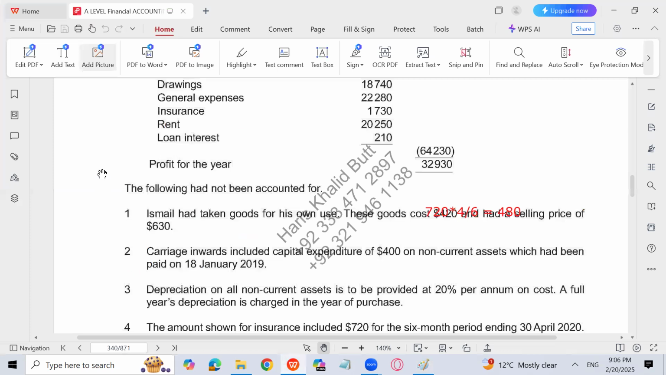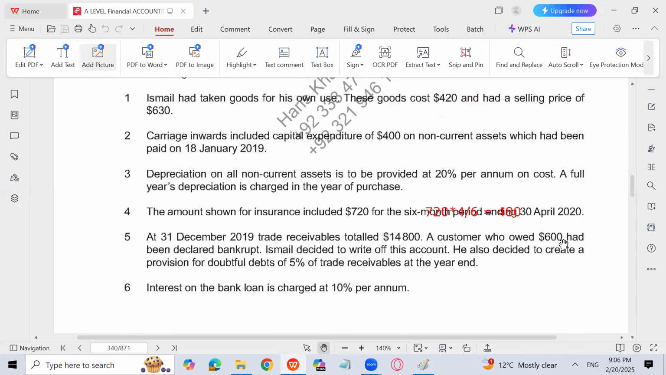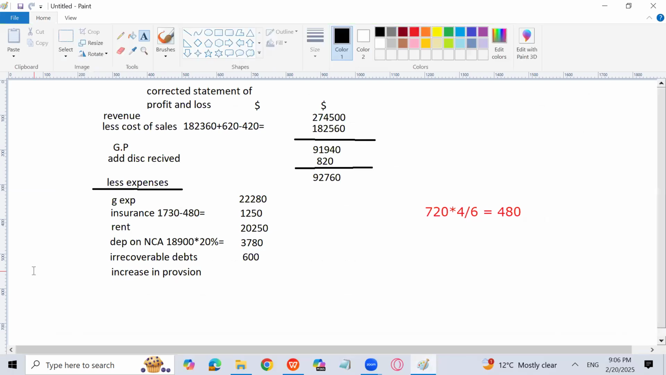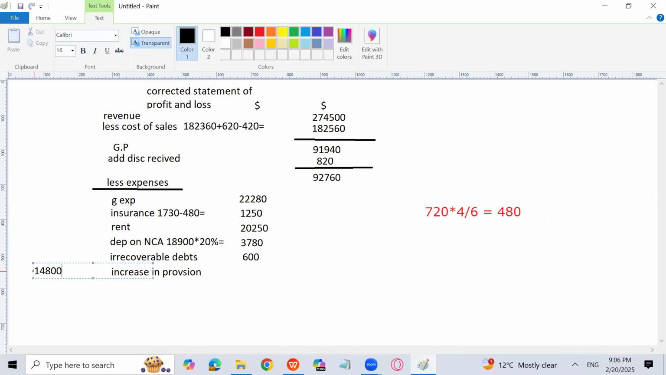So irrecoverable debts are given in the question, that is 600. So I will write 600 here as expenses. Then increase in provision I will calculate. How come, sir? 14,800 is the amount of trade receivable. 600 has already become bad debts.